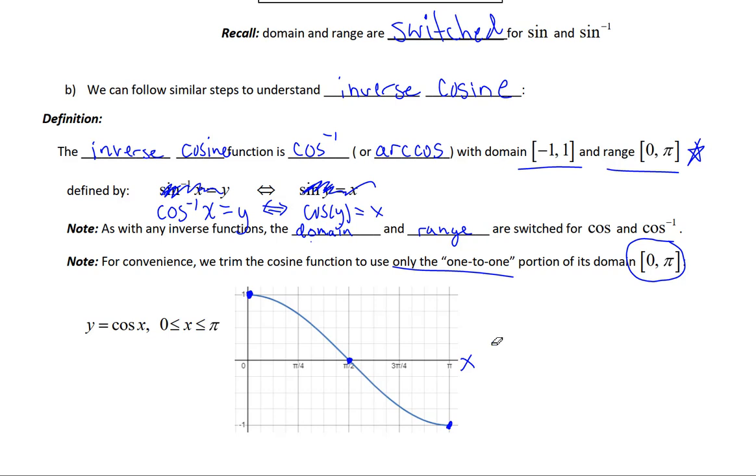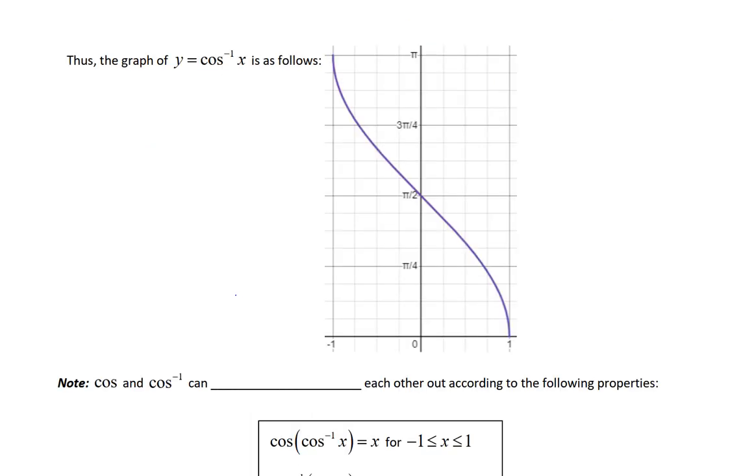And so this is just what's done conventionally in math. We cut the cosine function from 0 to pi. And again, this will come into play as we do some examples shortly. As you'll see, this does matter, and we will use that portion of it. Thus, the graph for y equals cosine inverse of x is as follows.